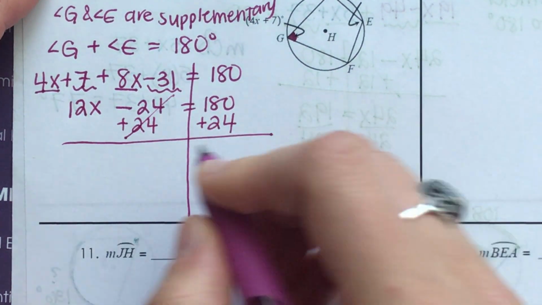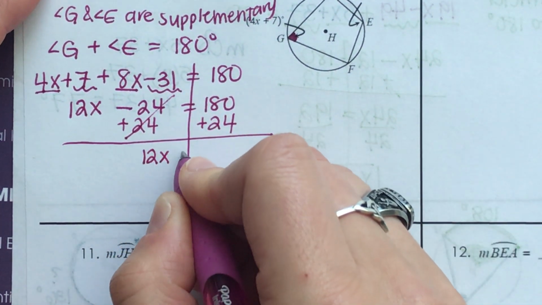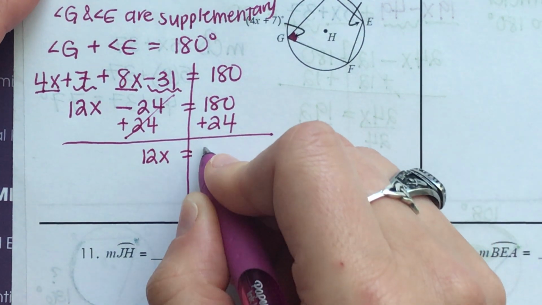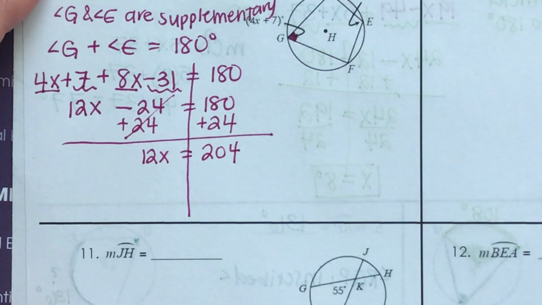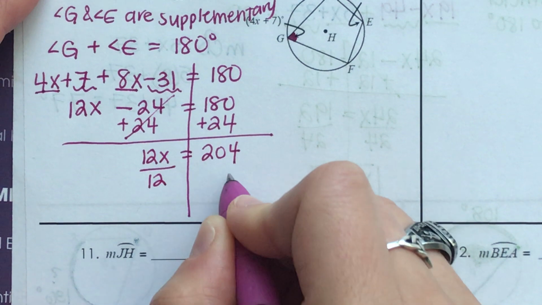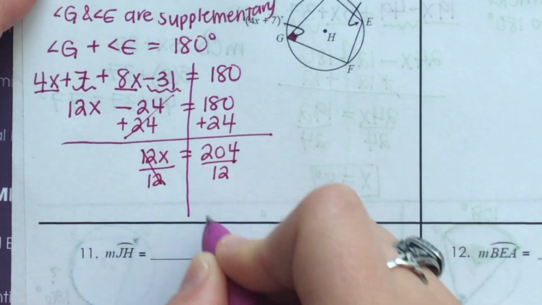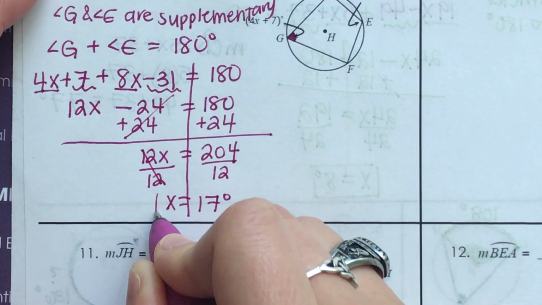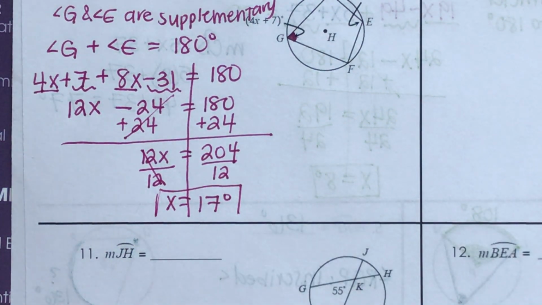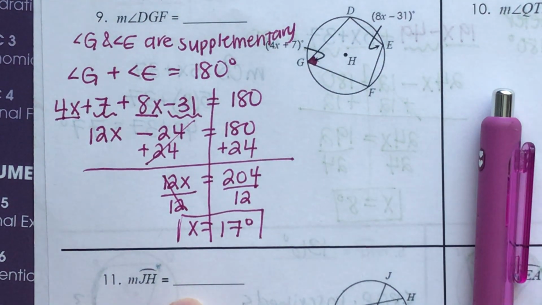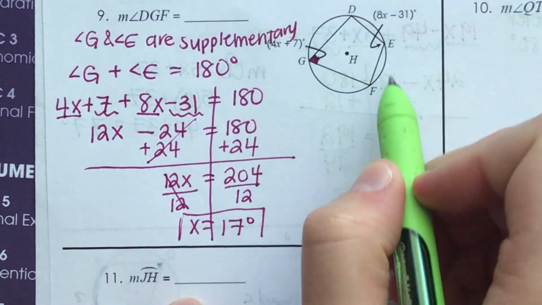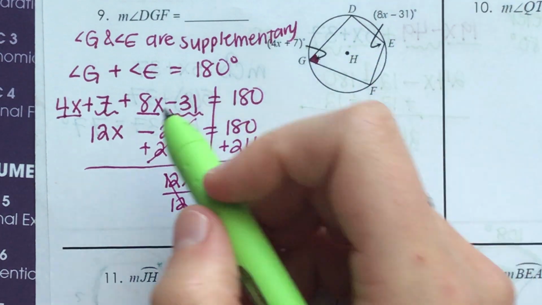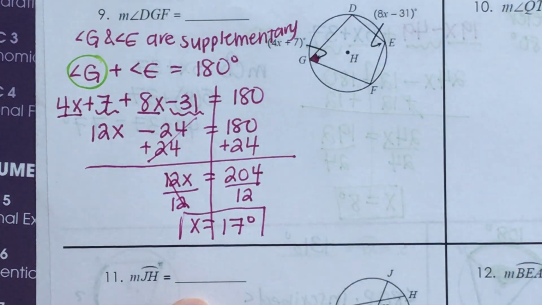On the left it will cancel. I have 12x equals 204. And then I'm going to divide both sides by 12 to get the x alone. I get x equals 17 degrees. Well, that's great, but the question asks me for the measure of angle DGF. So I want to know what is angle G.